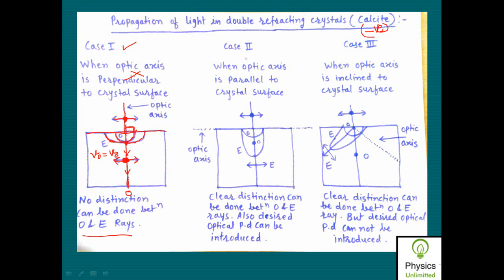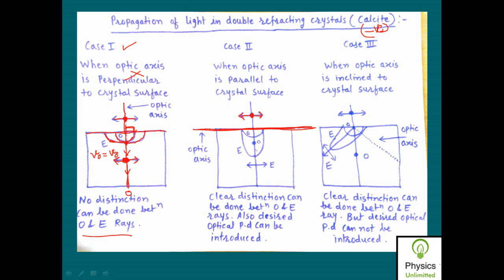Then let us discuss case 2, that is when the optic axis is parallel to the crystal surface. So now let us say that this is the direction of the optic axis, so that it is now parallel to the crystal surface. So this is the crystal surface and this is also the direction of the optic axis. So we cut the slab of calcite crystal in such a way that the optic axis is now parallel to the crystal surface. Again, let a beam of unpolarized light be incident on this calcite slab.